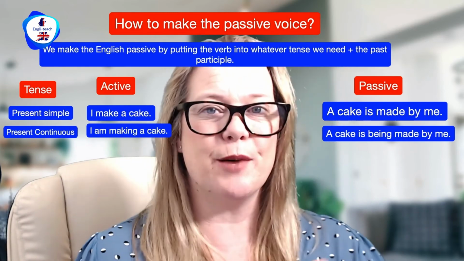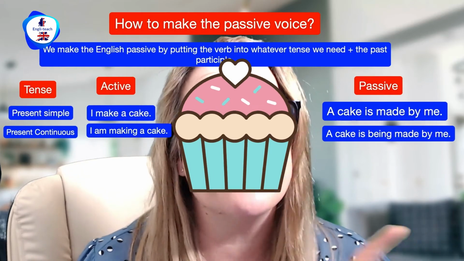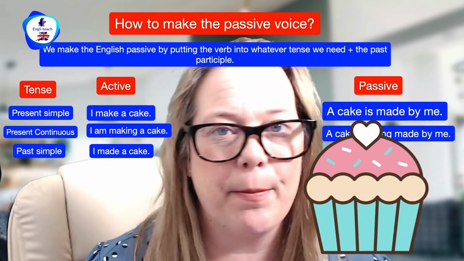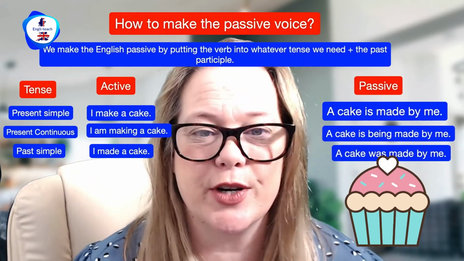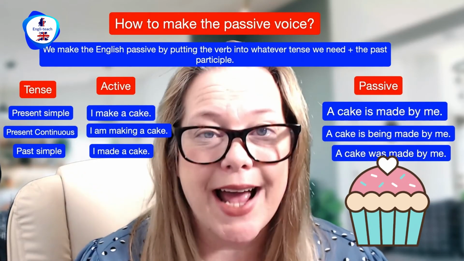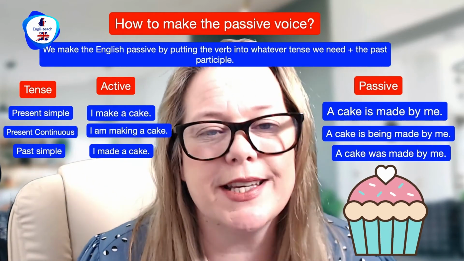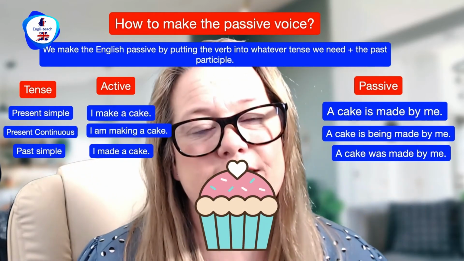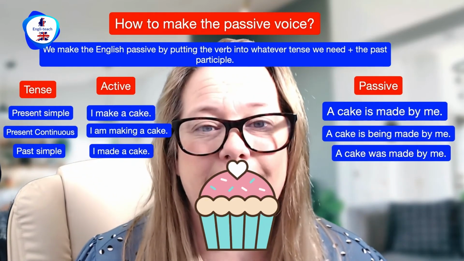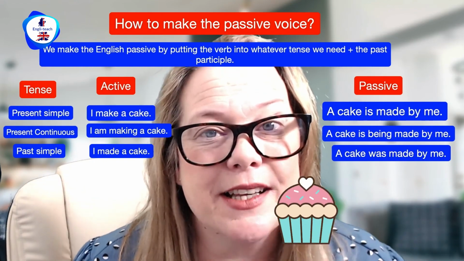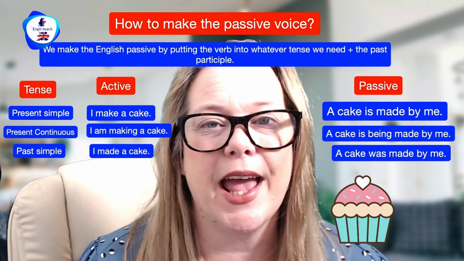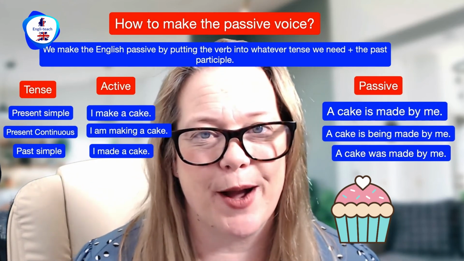Again, we've got the noun, the cake, right at the start and the person doing the action right at the end. But what is important here is the verbs that we're using. When we're using the passive voice, we are using the verb to be. So a cake is made by me. A cake is being made by me. A cake was made by me.